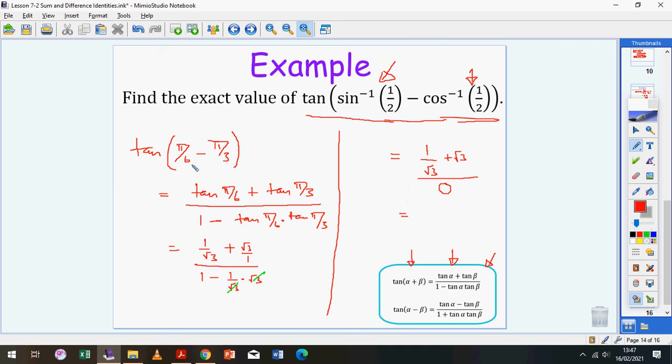Wait, did I make a mistake? Tangent of pi over 6. Pi over 6 is 30. Tan 30 is 1 divided by root 3. Tan 60 is root 3 over 1. Oh, it was negative. Sorry, it should be negative.